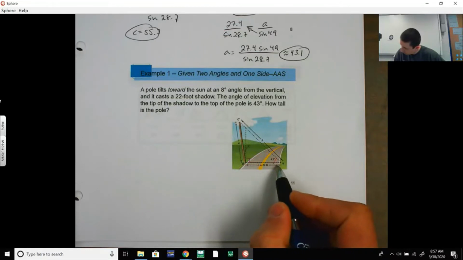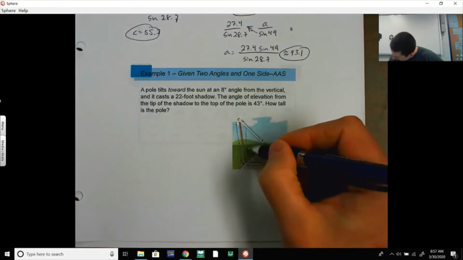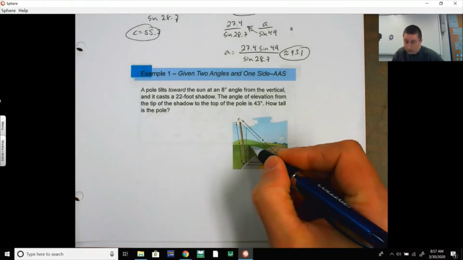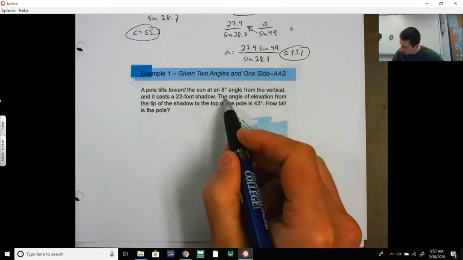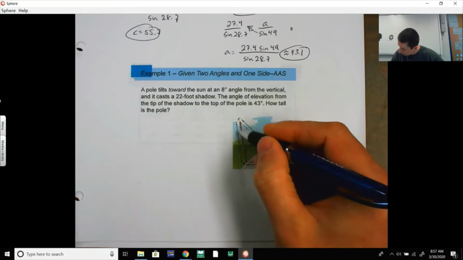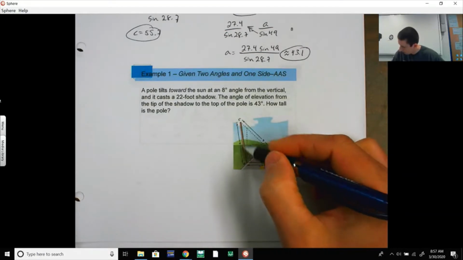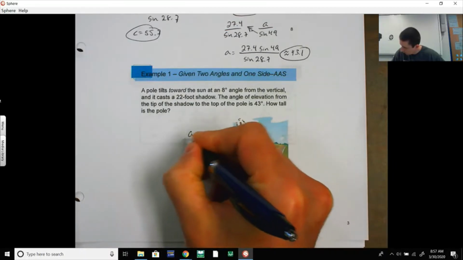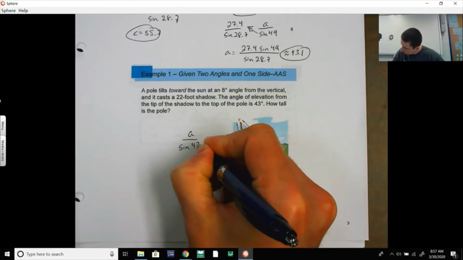So we have 22. We have 43. We know this angle here is 8. Okay, so there's 8 degrees. That's the 8-degree angle from the vertical. They want to find this length. So you notice they want to find this length. The opposite angle is 43. So if I'm looking for A, I'm going to have a sine of 43.